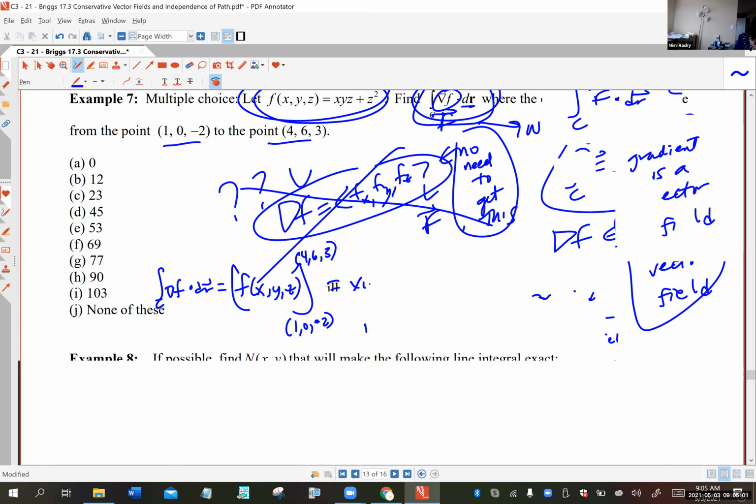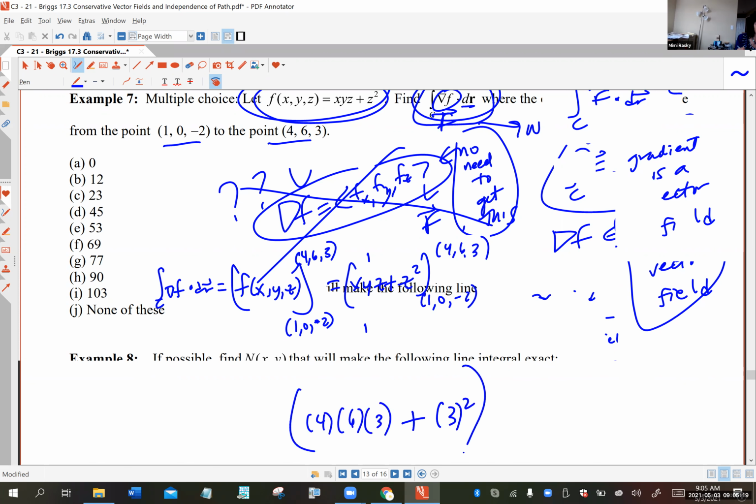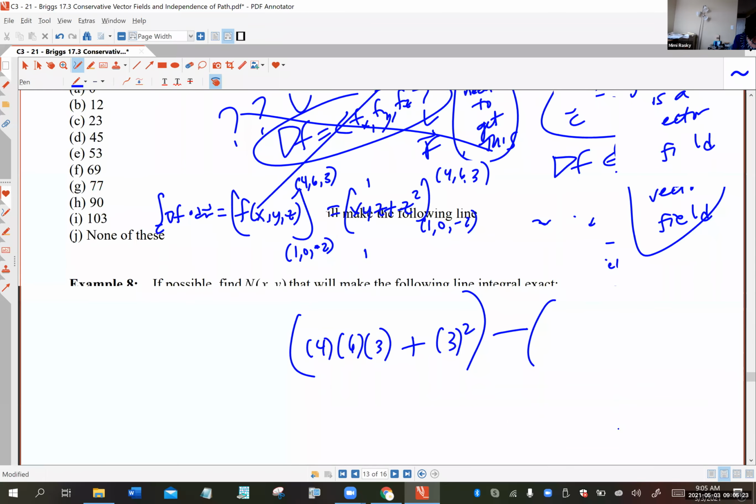So we're going to evaluate xyz plus z squared between these 2 points. Okay, fine. So what are we going to do? Well, start plugging stuff in. So let's see, we've got 4 times 6 times 3 plus 3 squared. So I just plugged in the ending point, minus, and then I'm going to plug in the starting point 1, 0, negative 2. So 1 times 0 times negative 2, but that's just 0 plus z squared.